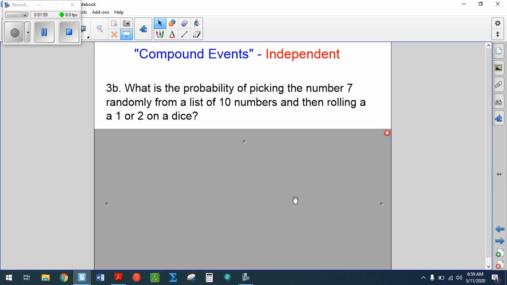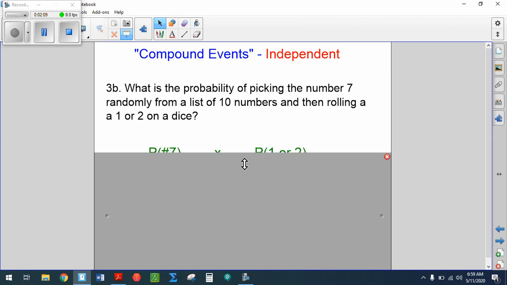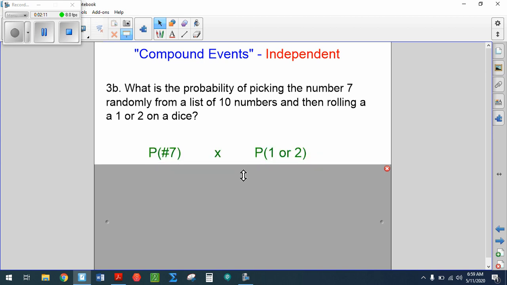Another example of an independent compound event. What's the probability of picking the number 7 randomly from a list of 10 numbers and then rolling a 1 or a 2? So we find the probability of picking the number 7 and we multiply that by the probability of rolling a 1 or a 2.